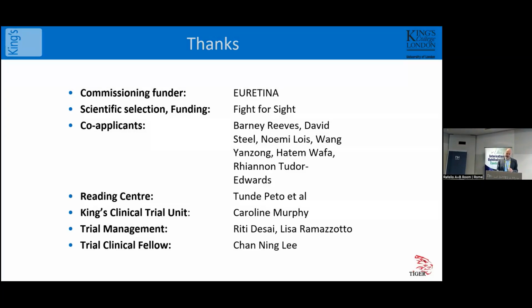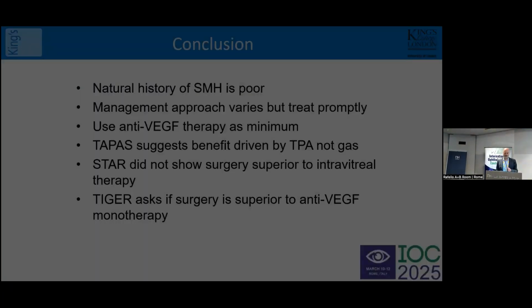But we're making progress, as I say. We're more than halfway through. Lots of people to thank. So for time, I won't read through all of them, but my co-applicants, and in particular, I'd like to mention Lisa Ramazzotto, and my research fellow, Chan, who's done a lot of work on the trial.